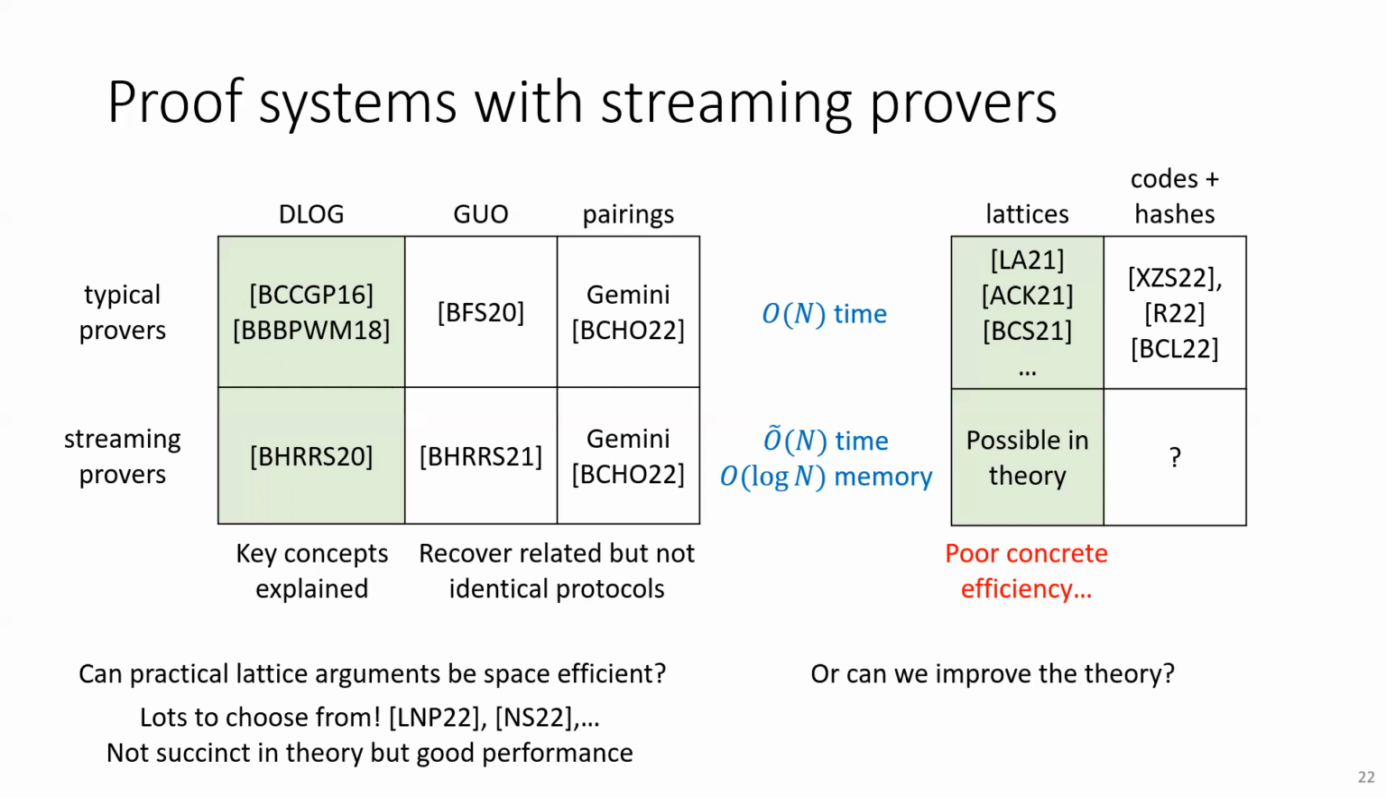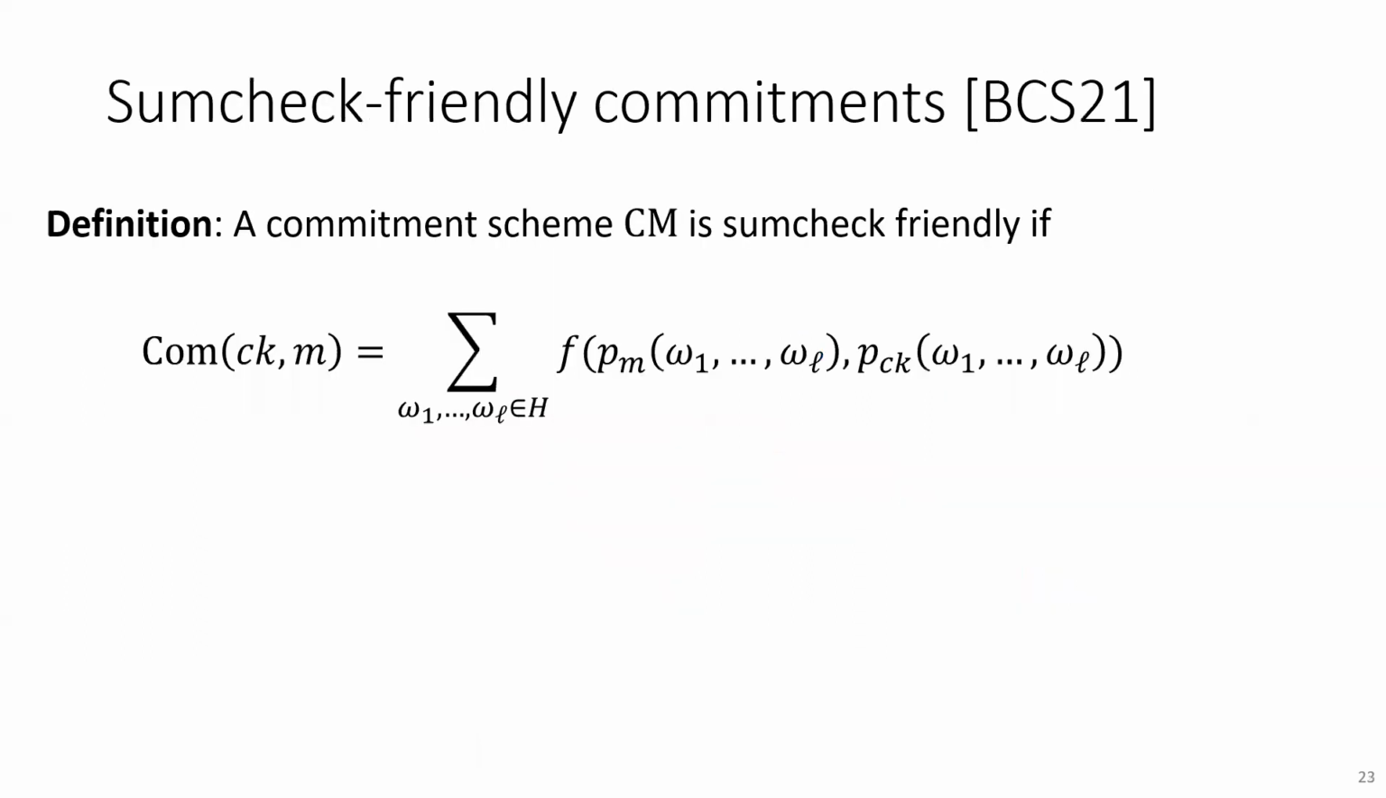And another option is maybe we can just improve the theory of these lattice-based succinct arguments and actually make the space-efficient versions of them worth running in practice. I was going to talk a bit about this notion of sum-check friendly commitments, but I think I'll skip over that in the interest of time.